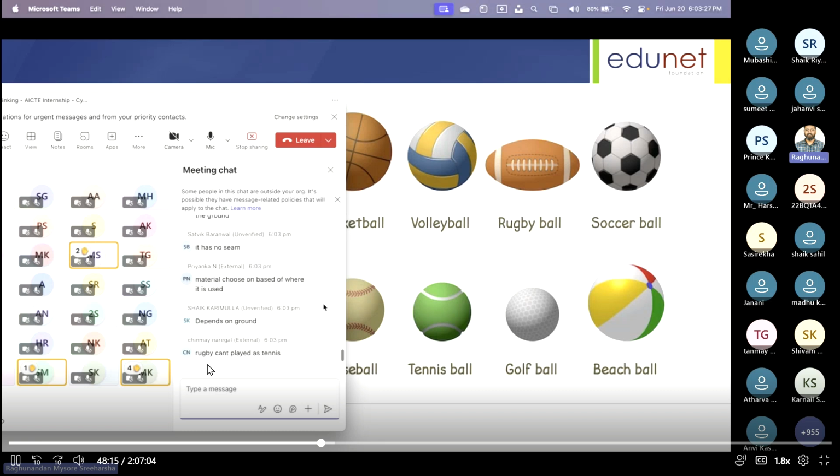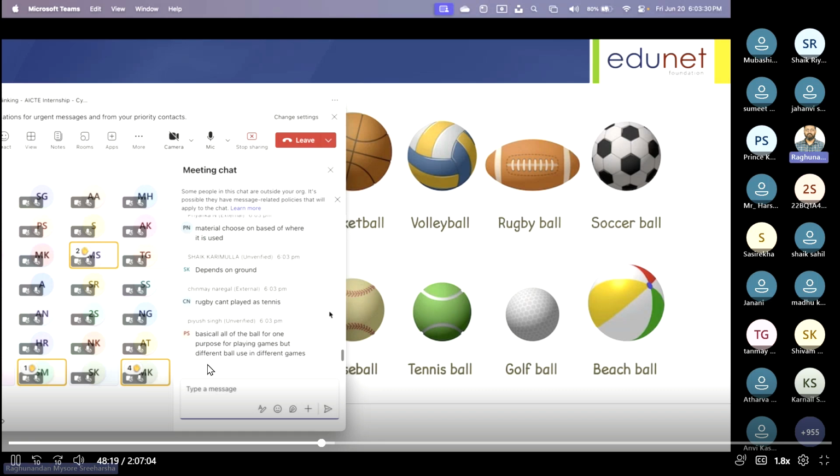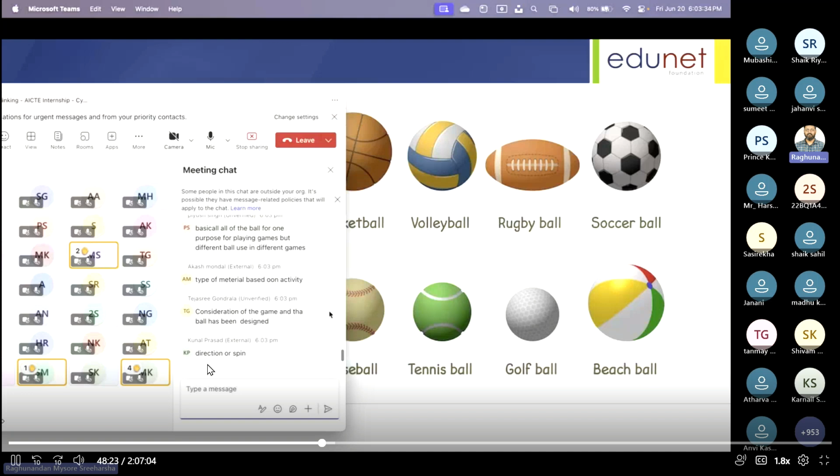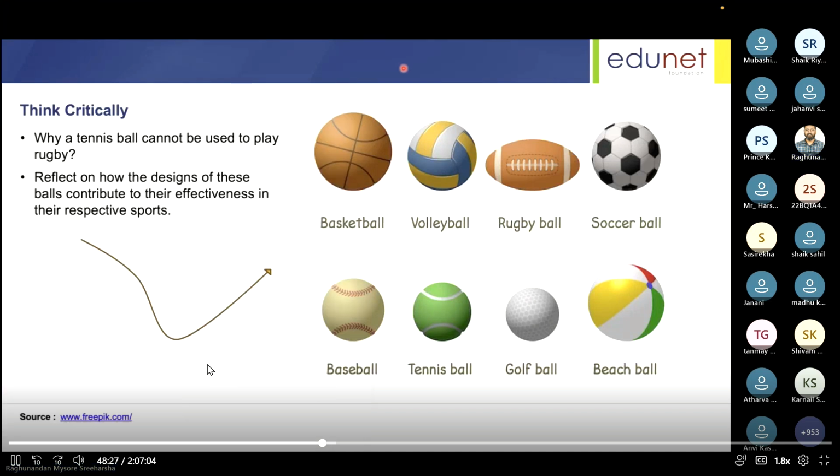Yes. A lot of good answers. Basically all the balls for one, right? But different balls in the different games, typical material on the board. Yes. Good. So a lot of good answers. Good guys. When you observe it, a lot of answers came, right? So this is your brainstorming session that we are trying to carry out here.